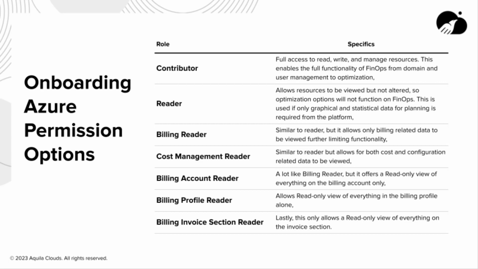Billing reader: similar to reader, but it allows only billing-related data to be viewed, further limiting functionality. Cost management reader: similar to reader but allows for both cost and configuration-related data to be viewed. Billing account reader: a lot like billing reader, but it offers a read-only view of everything on the billing account only. Billing profile reader: allows read-only view of everything in the billing profile alone. Billing invoice section reader: lastly, this only allows a read-only view of everything on the invoice section.